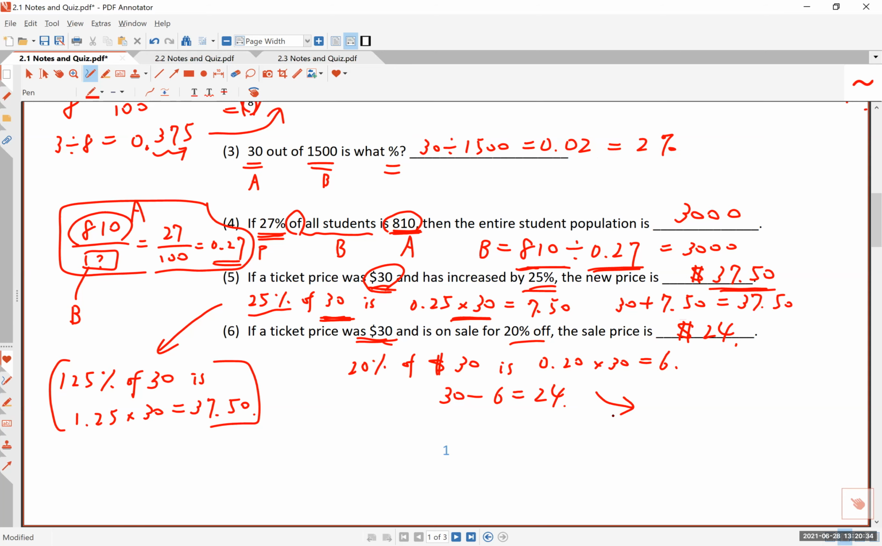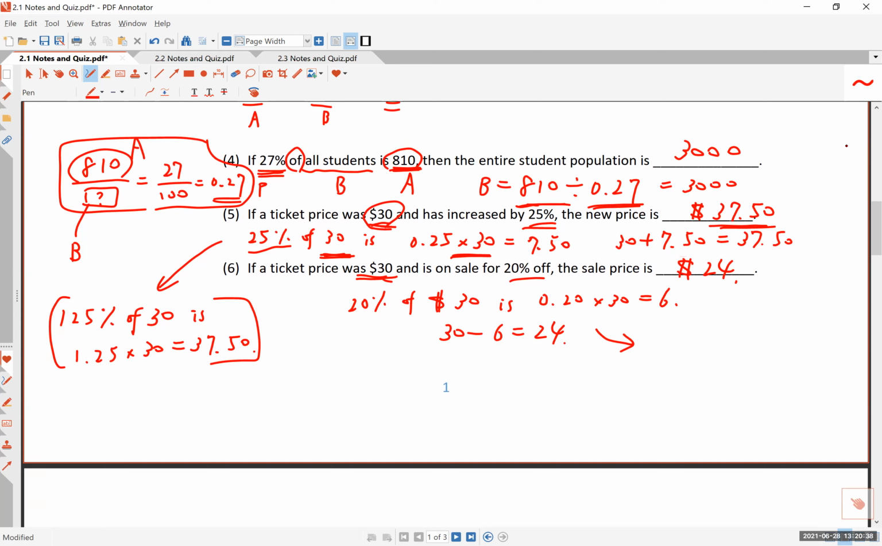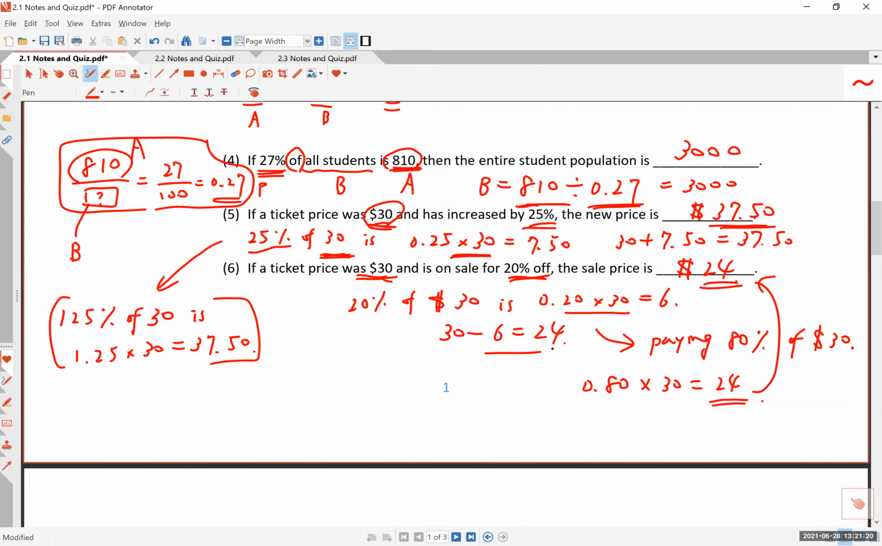All right, let me explain the second way of doing this. Maybe you have already figured this out. When you get a ticket for 20% off, you are paying 80%, right? Because the whole thing is 100%. If 20% is discounted, that means you are paying 80% of the original price of the ticket. So paying 80% of $30, if you calculate 80% of $30, which is 0.8 times 30, you get 24, and that, of course, is the answer to the question. So here is a quick way of coming up with that answer instead of doing the multiplication followed by subtraction.